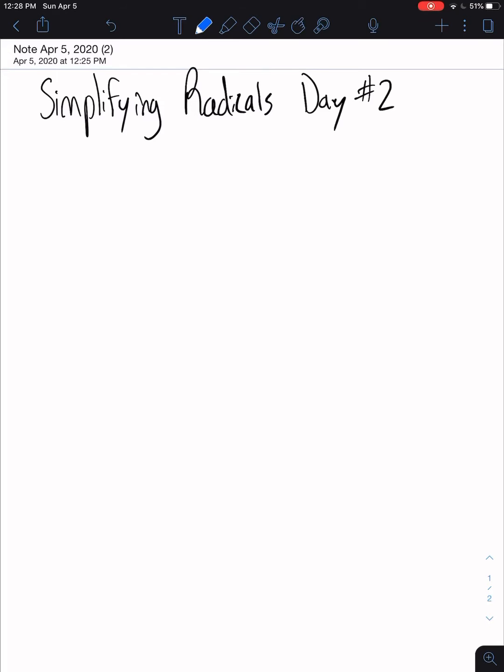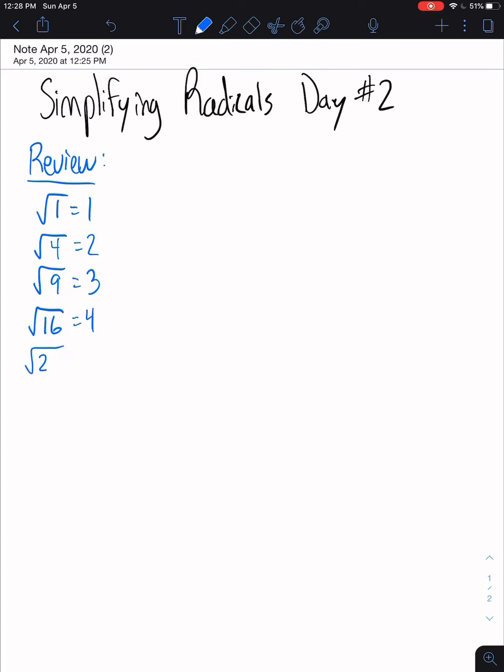So let's do a quick review of our perfect squares. Okay, so to review, we know that the square root of 1 is 1. The square root of 4 is 2. The square root of 9 is 3. The square root of 16 is 4. The square root of 25 is 5. The square root of 36 is 6. The square root of 49 is 7. The square root of 64 is 8.